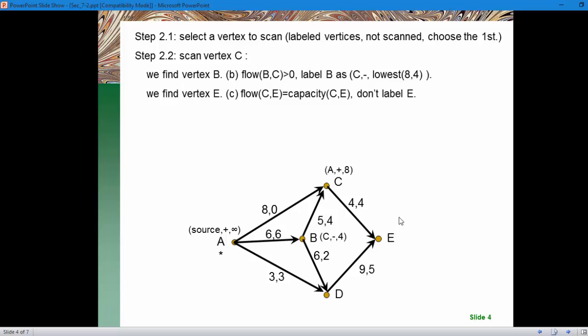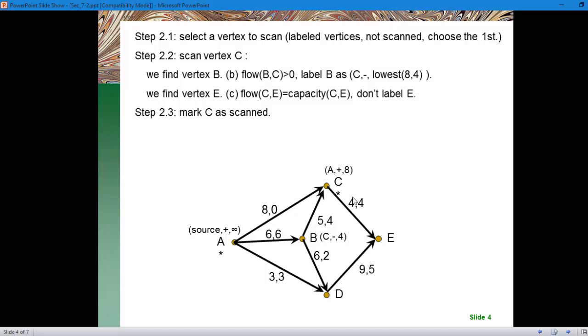Next, we look at the next adjacent vertex, which is E. And again, we've seen this before. Flow is equal to the capacity. There's nothing we can do here. Therefore, we don't label vertex E. We mark C as a scanned vertex.